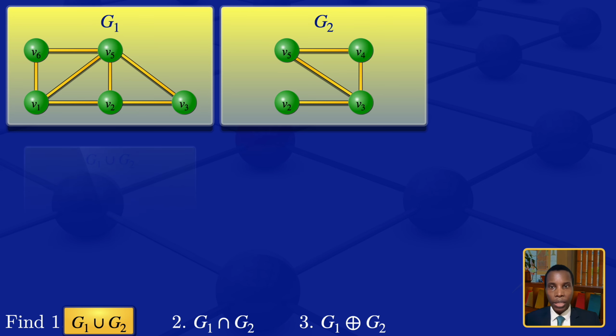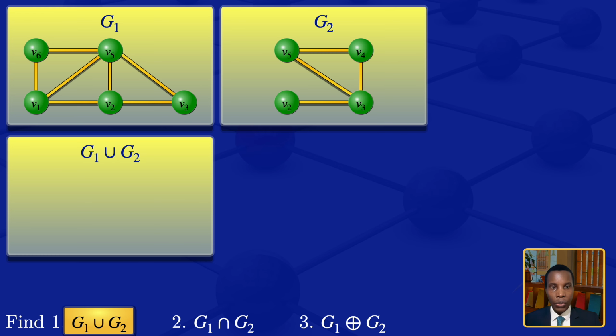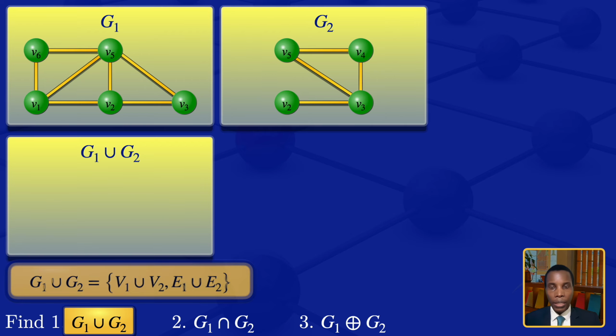So I'll plot my G1 union G2. And by definition, the union of G1 and G2 is the graph which is the set with vertices V1 union V2, the union of the vertices of graph 1 and that of graph number 2. And for the edges, its edges will be the union of the edges in graph number 1 and the edges in graph number 2.